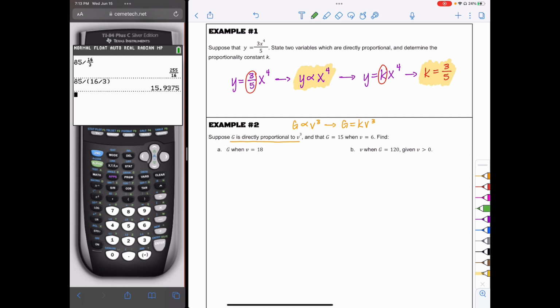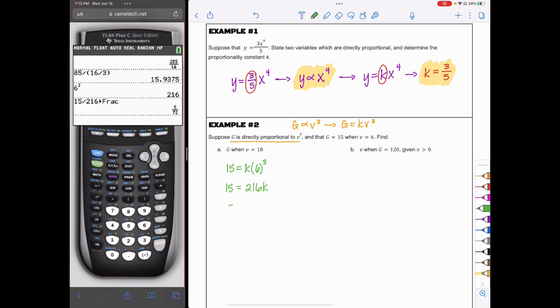So what I'm going to do here is say, okay, well, it says when G is 15, V is equal to 6. So I'm going to have 15 is equal to K times 6 cubed. We already know that 6 to the third power is 216. So I would have to divide both sides by 216. And 15 divided by 216 as a simplified fraction will give me 5 over 72. So that will be equal to K.